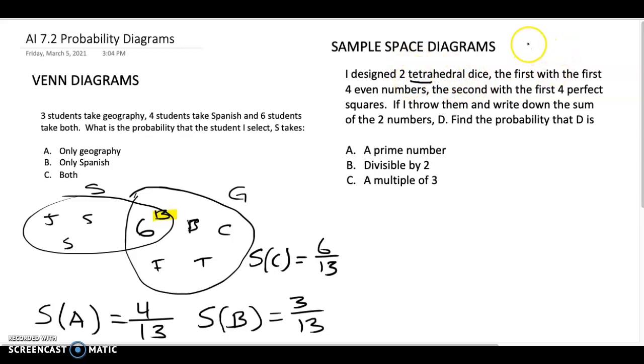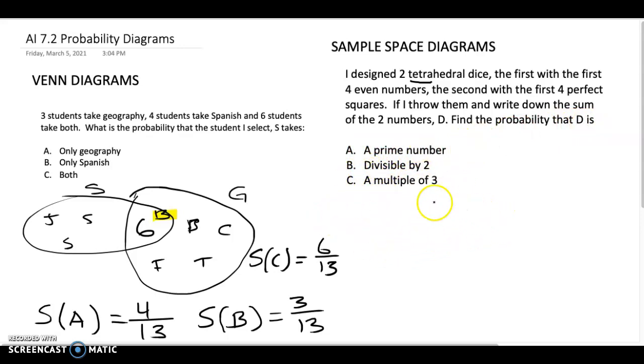Think about Tetris, it just has four blocks, all the different versions. So two four-sided dice, the first with four even numbers, the second with the first four perfect squares. If I throw them and write down the sum of the two numbers, D, find the probability that D is a prime number, divisible by 2, a multiple of 3.